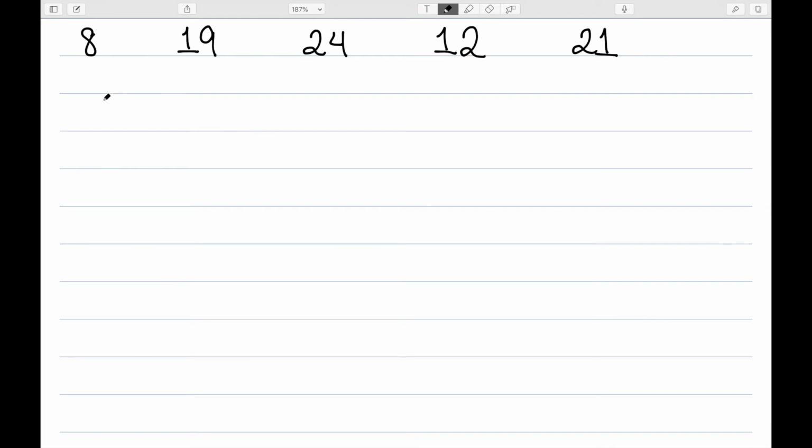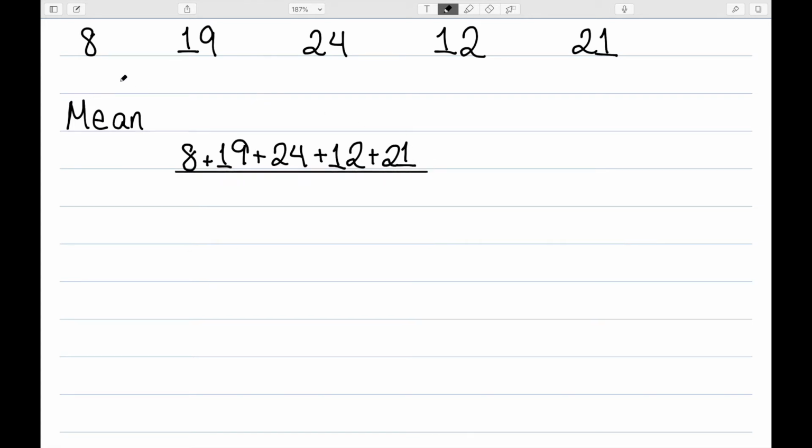Here I have a data set consisting of 8, 19, 24, 12, 21. I want to find the mean. We start by adding all of these numbers up: 8 plus 19 plus 24 plus 12 plus 21. And then we divide by the number of things, and we can see there's 1, 2, 3, 4, 5 numbers here. If I add up all of these numbers, I get 84. So 84 divided by 5 is 16.8. So the mean of this data set is 16.8.